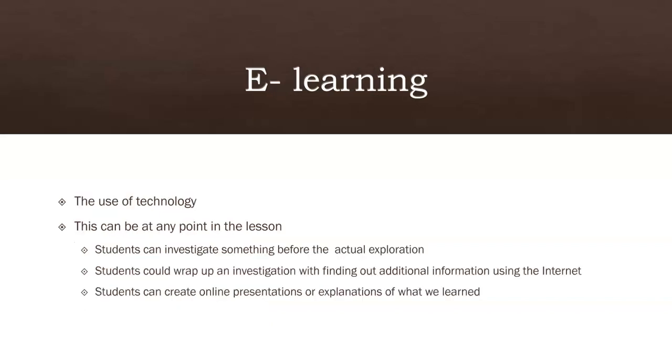And then e-learning. This is the use of technology, and this can be at any point in the lesson. Students can investigate something before the actual exploration. Maybe you want them to find everything they can about the water cycle before we actually do an activity involving the water cycle. Or students can wrap up an investigation by finding out additional information using the internet. Students can create online presentations or explanations of what they learned. They can create models online or concept maps. These are all ways that you can use e-learning.